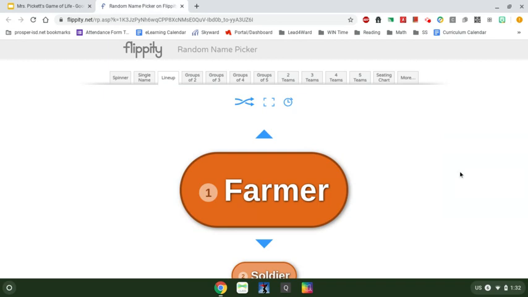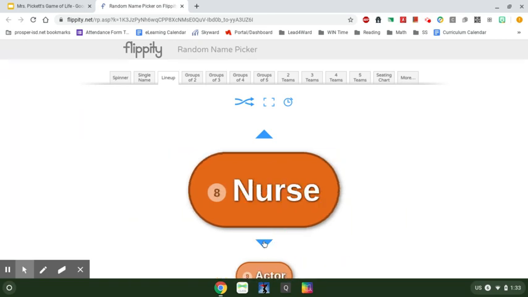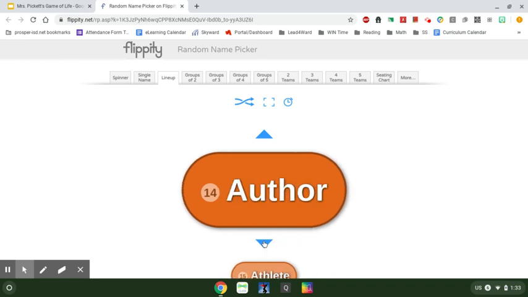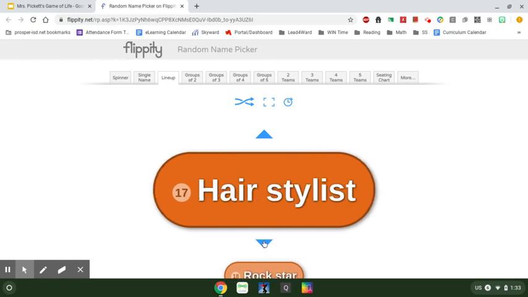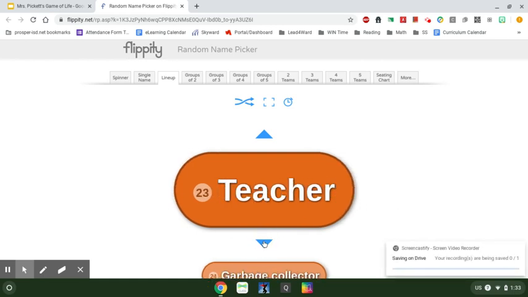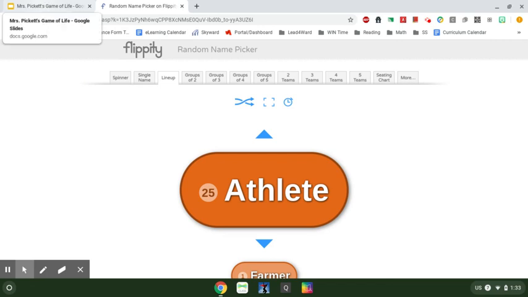So I said my student number was 25. Here is the career picker. It says Flippity, random name picker. I don't know what number 25 is, but you're going to use your student number. I want you to look through as I go, and you're going to find your student number and see what your job title is. These are random. Okay, I am an athlete is what it is showing me.